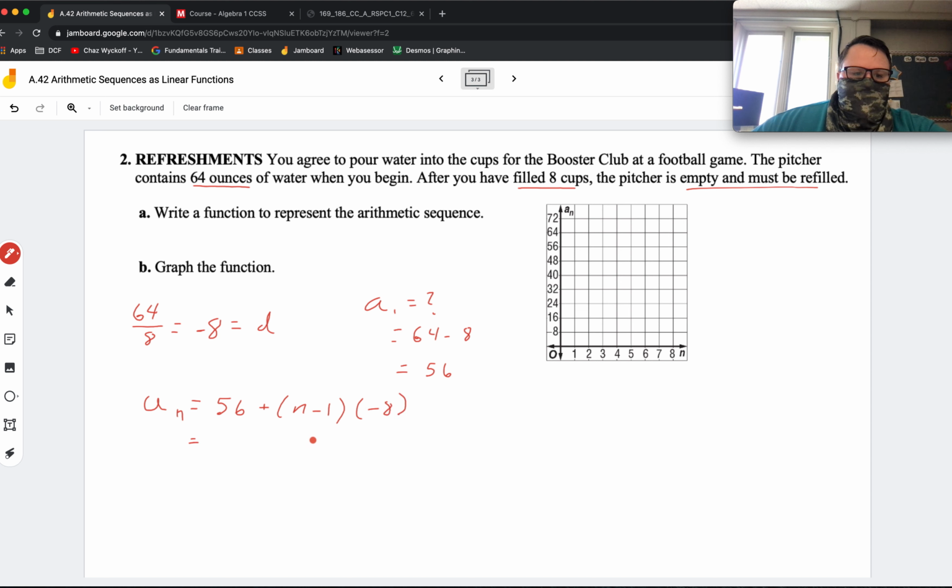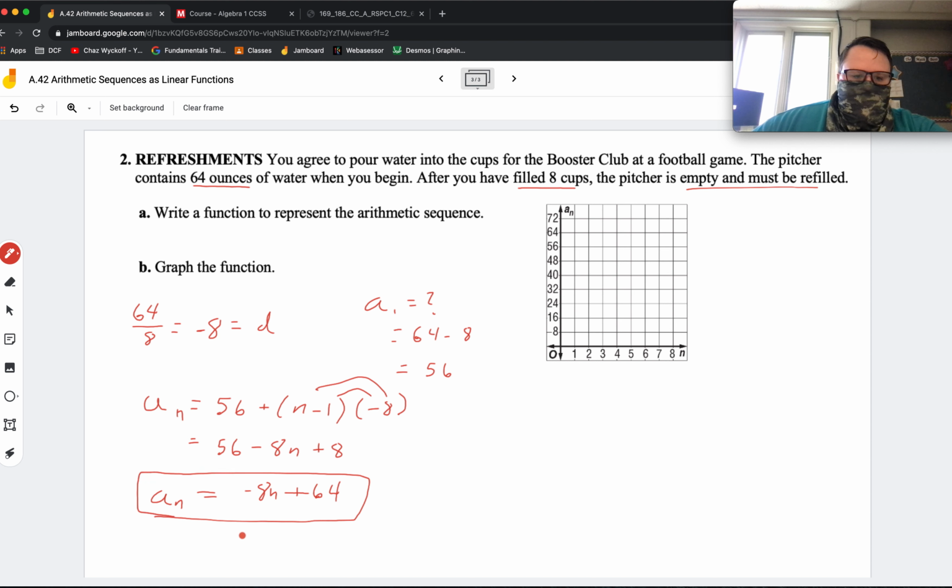So then when I plug in, I distribute the -8 in, I get 56 minus 8n plus 8, which simplifies as, I'm going to put -8n first, plus 64. And if you remember, that looks like the equation of a line. So my slope is -8, and my y-intercept is 64.